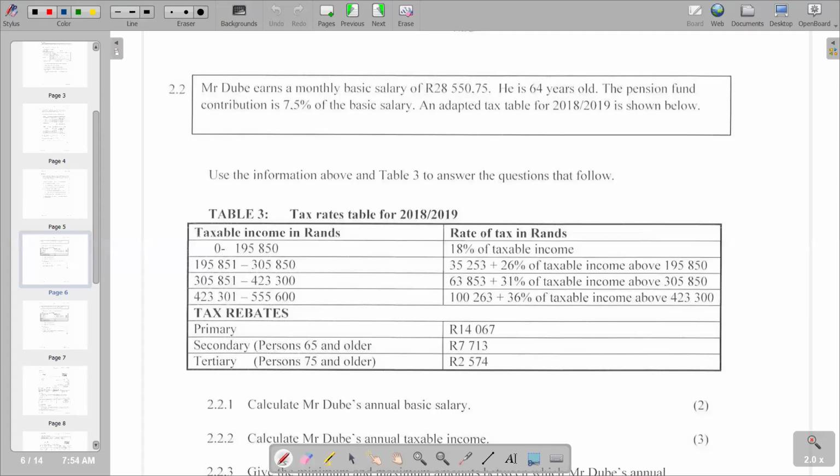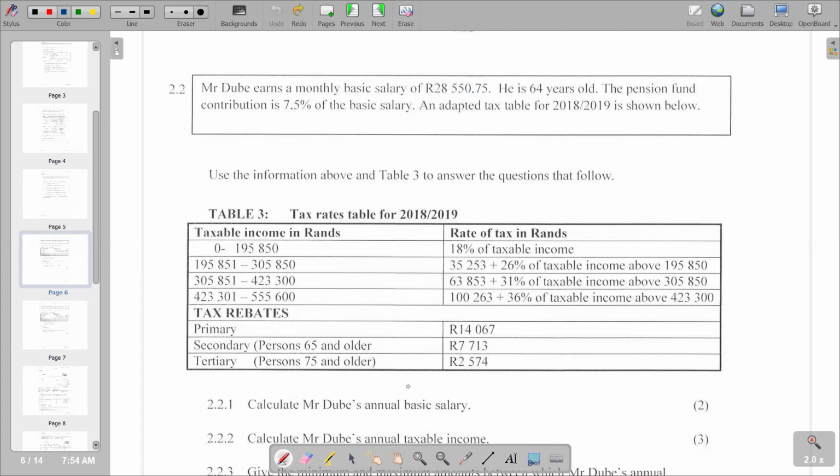So if you refer to the beginning of the question, it reads Mr. Dube earns a monthly basic salary of 28,550 rand 75 cents. So this is the monthly basic salary. If you refer to the question again, it needs the annual basic salary. So we can take note of that.